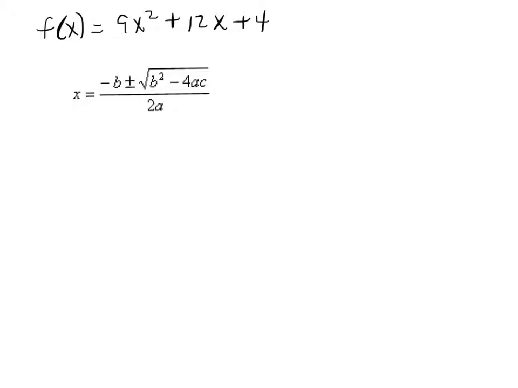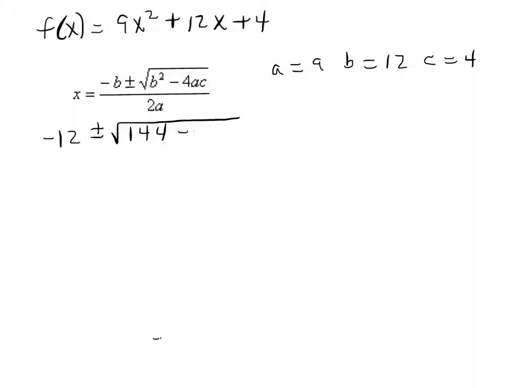Alright, the last example is f of x equals 9x squared plus 12x plus 4. So identifying a, b, and c in this function, a is 9, b is 12, and c is 4. So subbing into my quadratic formula, I now have negative 12 plus or minus the square root of 12 squared is 144, minus 4 times a is 9 times c is 4, all divided by 2 times 9.